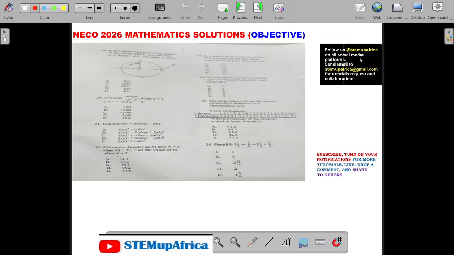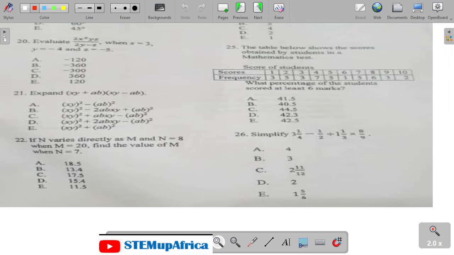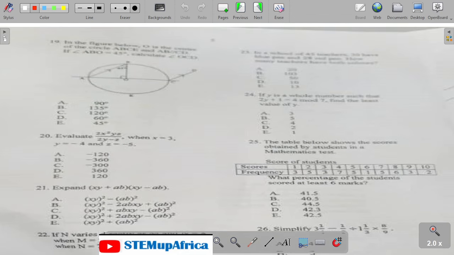18A. So let's see what question 19 has for us. They give us this angle is 45. So here is a right angle. This angle A is also 45, which is a corresponding angle. So you should find OCD: 180 minus 45 will give us 135, which is option B. 19 is B. So let's move to 20.